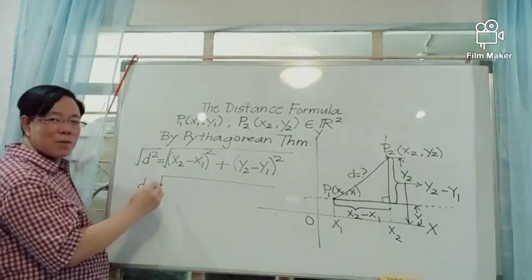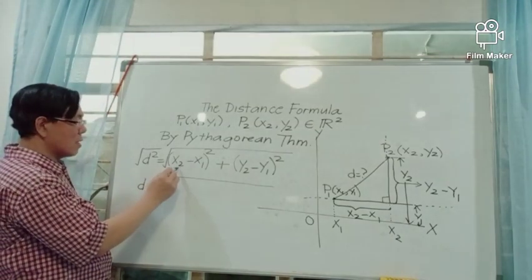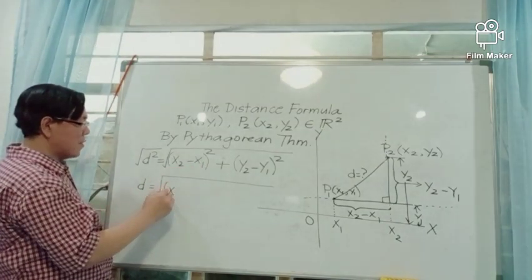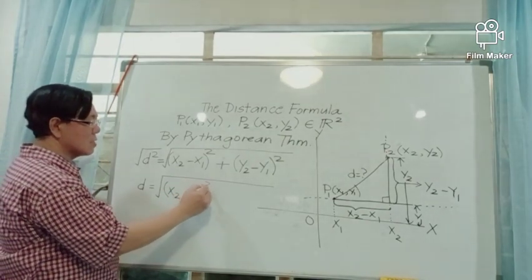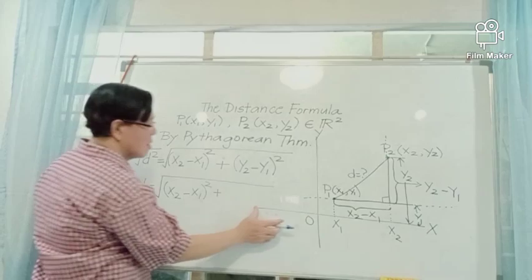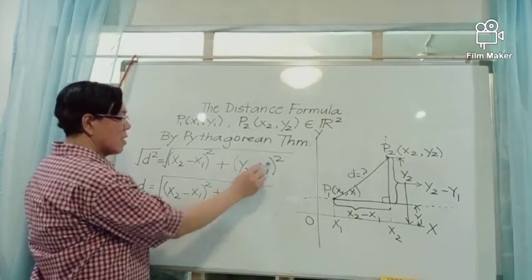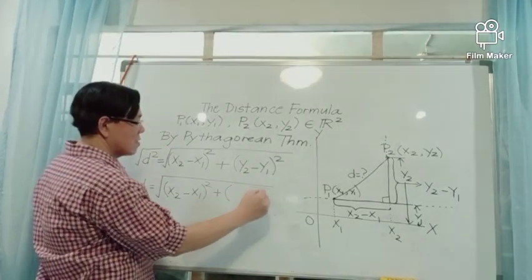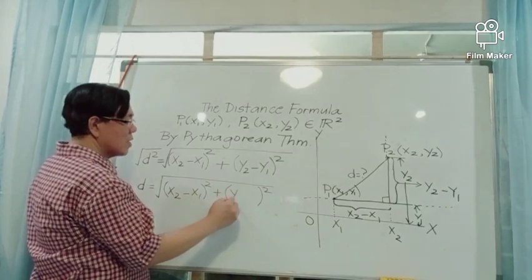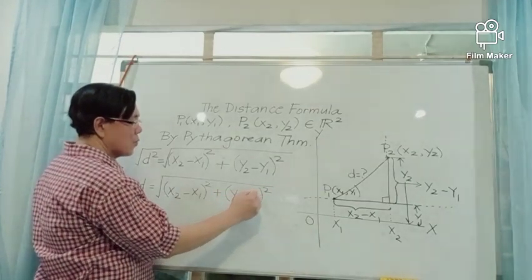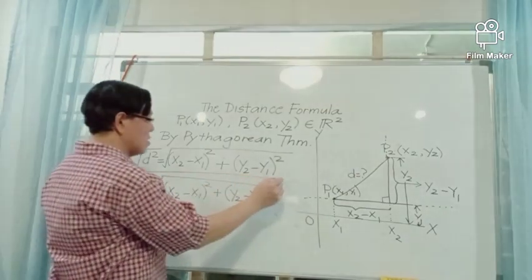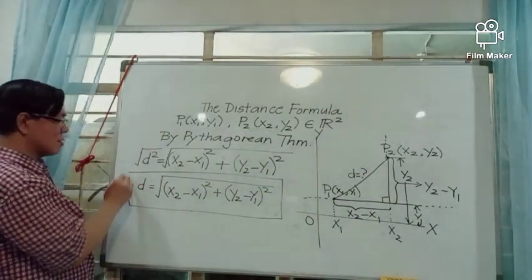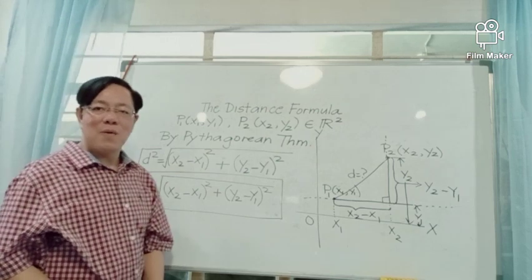is given by the root of the square of the difference between the abscissas of the 2 points plus the square of the difference between the ordinates of the 2 points. This equation is known as the distance formula.